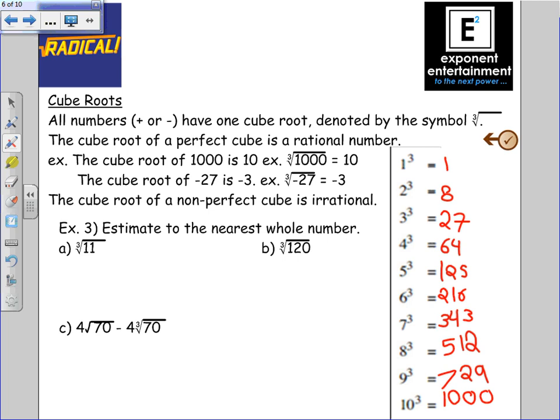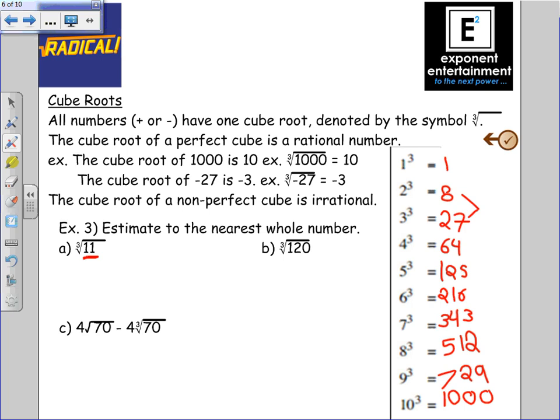You're going to look at this number, 11. You're going to see where it falls in between. 11 is in between 8 and 27. Which one's it closer to, Joe? 2. It's closer to the 8, so it's closer to the 2. I'm going to say 2.1 through 2.3. Those things will all work.